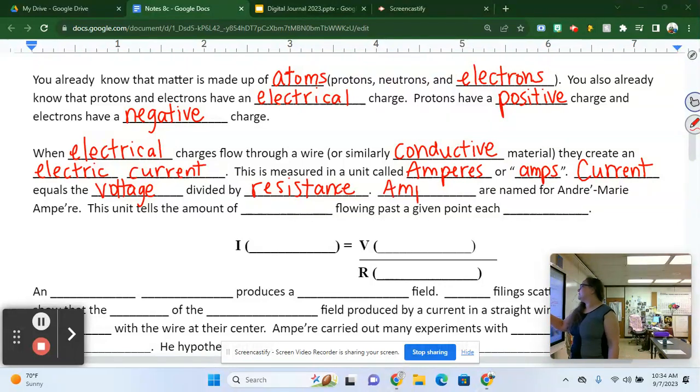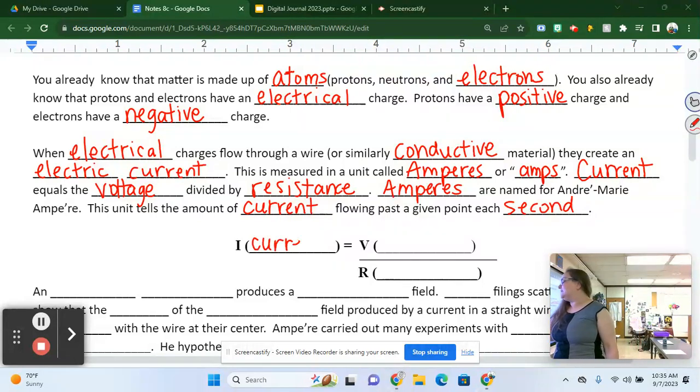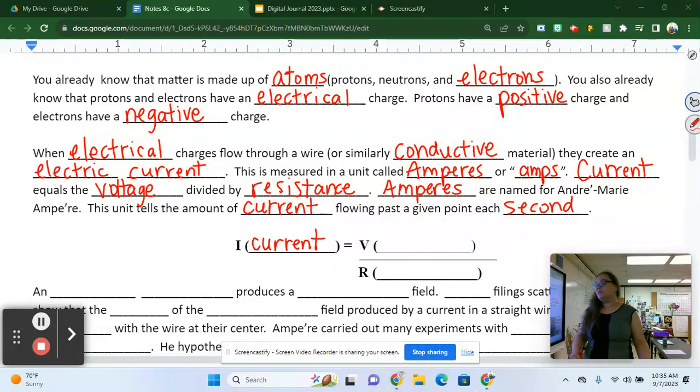Amperes are named for Andre Marie Ampere, who was French, and there were a whole lot of French scientists figuring stuff out at this time period. This unit tells the amount of current flowing past a given point each second. So I is the induced current, the amperage. V stands for voltage, and R stands for resistance.